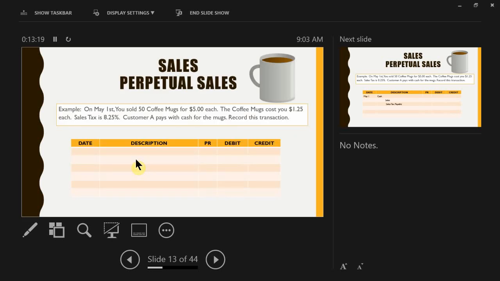So let's go ahead and practice once again a perpetual sale example here. On May 1st, you sold 50 coffee mugs for $5 each, okay? And the coffee mugs cost you $1.25. Sales tax, once again, is 8.25%. Customer A pays with cash for these mugs. So let's journalize one thing at a time. Let's journalize the sale that happened, all right? So customer A, how did they pay?